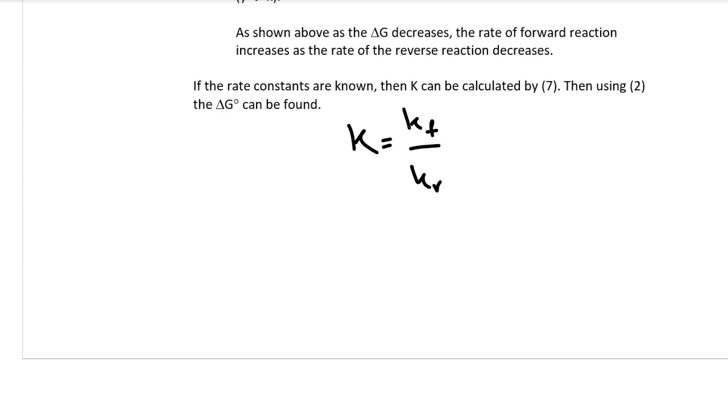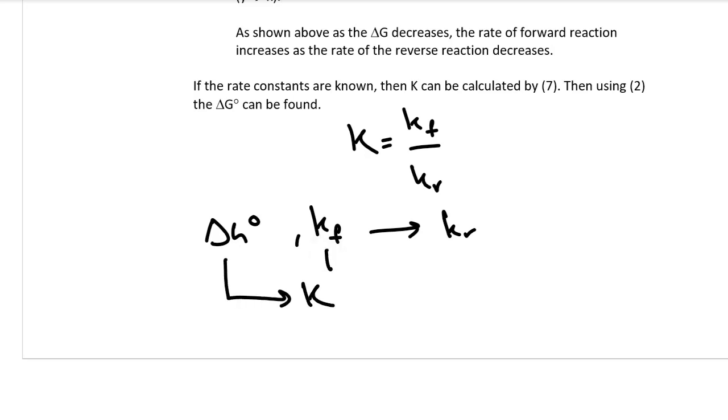Also, before pushing forward, if I know delta G standard and I know one of the rate constants, let's say K forward, I can figure out Kr. Why? Because from delta G standard, I can figure out K, and then I can use this information to figure out Kr.